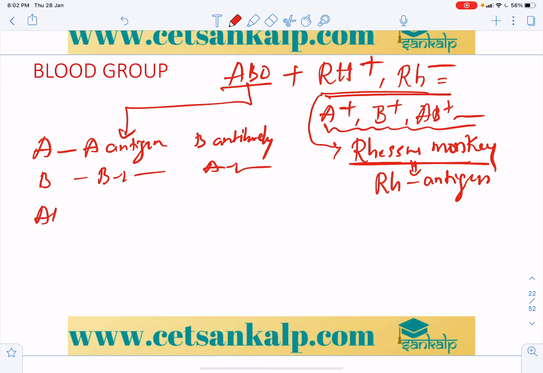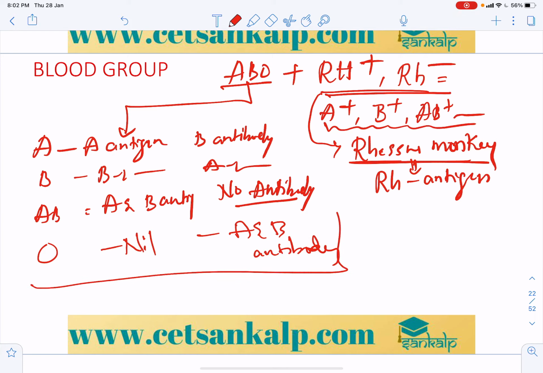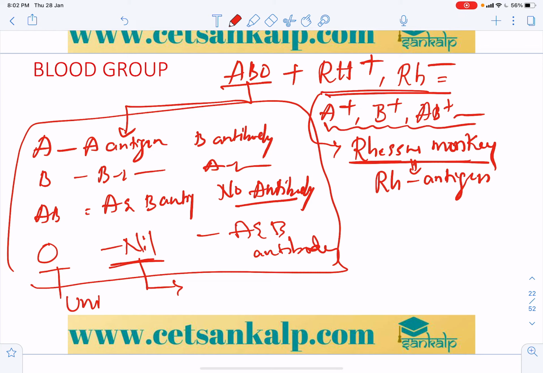And here AB, if you consider, both the antigens, A and B antigens, are present here, and no antibody. You have to keep it in mind that no antibodies are present in that AB blood group. And O, that is no antigen, nil. Here we can say that both A and B antibodies are present. So if no antigen, then we can donate to anybody. No antigen, hence O is called the universal donor.